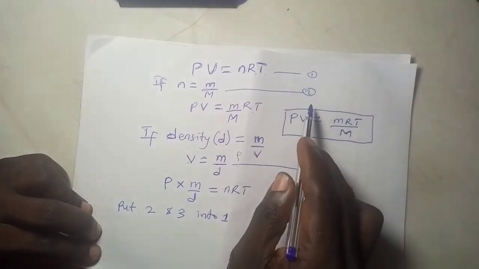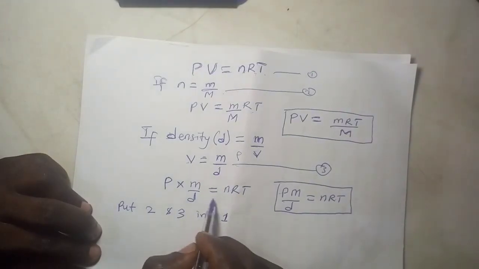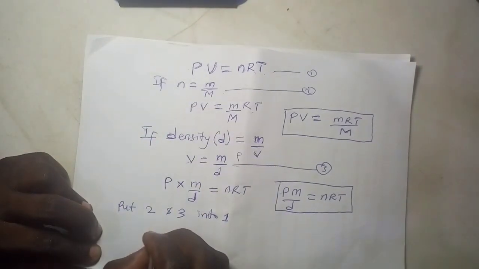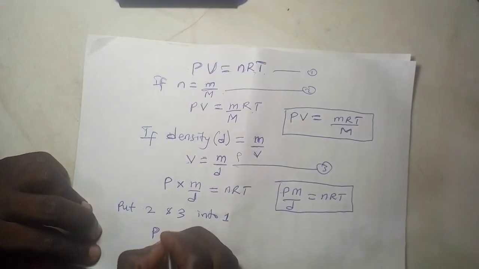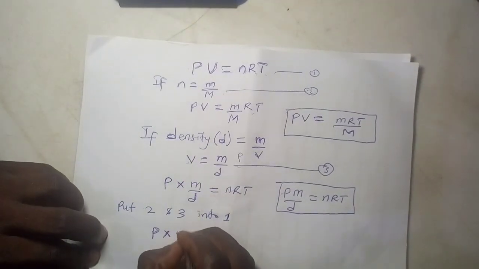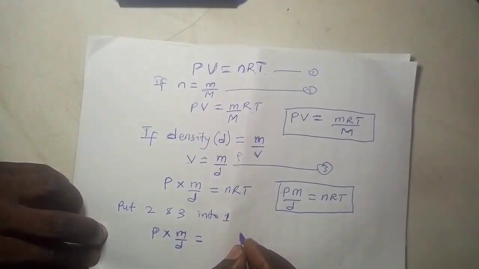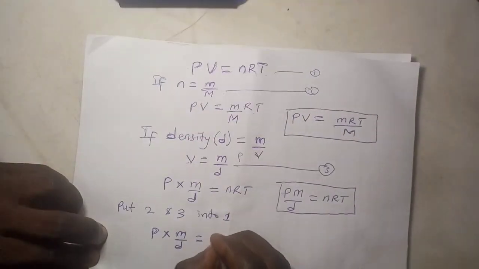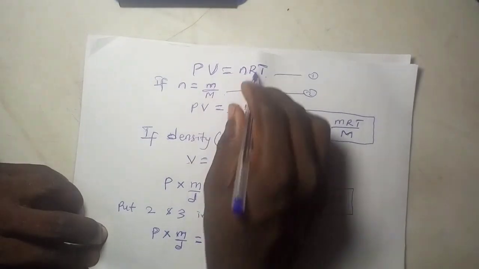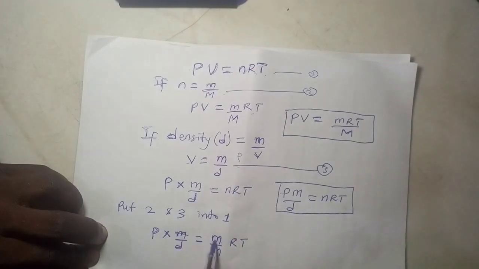What is equation 2? Equation 2 is this, mass in gram over molar mass, put it here. And equation 3 is what? V equal to M over D, put it here. So if you put equation 3, you have P times, what is V? V will be M over D is equal to, are you seeing now? What is n here? Mass in gram over molar mass, times RT. You can see M will cancel M.